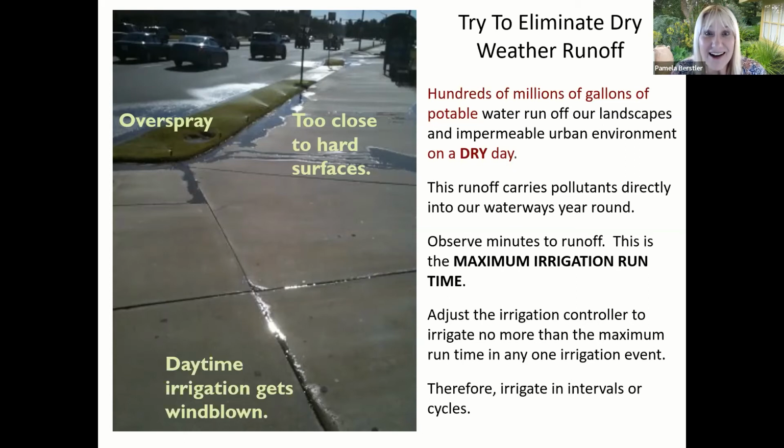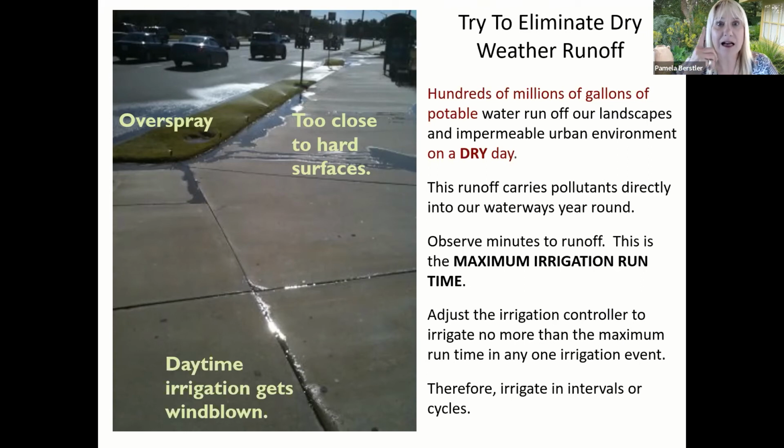Is running off and not getting onto the landscape. And that's drinking water, folks, in most cases. So we want to make sure that when we are looking at our irrigation system, we observe it to figure out when we are getting runoff. Are we getting it, first of all, and when? Like, how long does it take?